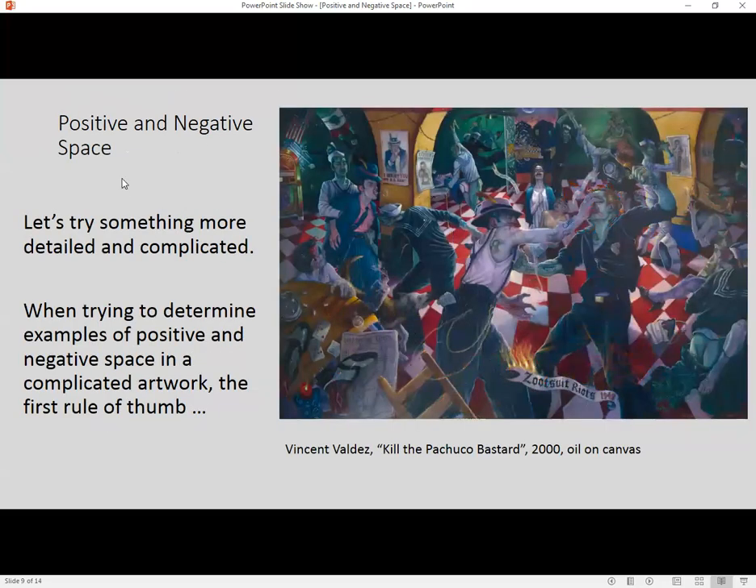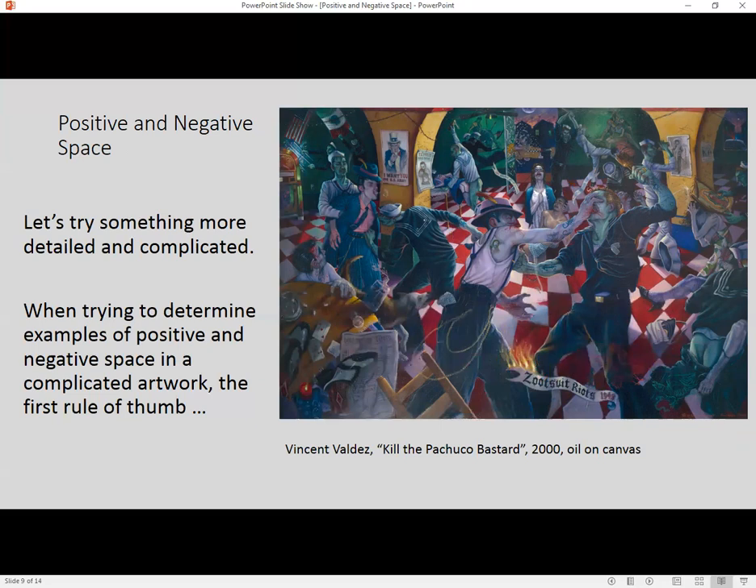So now we're going to talk about a painting that is really super complicated and detailed. Before we talk about the painting, I want to just mention that this painting is by Vincent Valdez, and it's called Kill the Pachuco Bastard, and it relates to a very specific incident in time and history in California and the Zoot Suit riots. And I've provided a video in this week's assignments that goes into the history of the Zoot Suit riots and the Pachuco. Okay, so let's go back to positive and negative space in a very complicated painting.